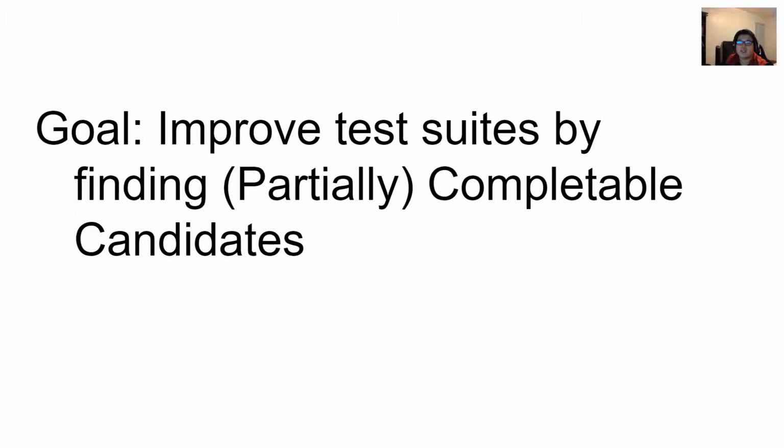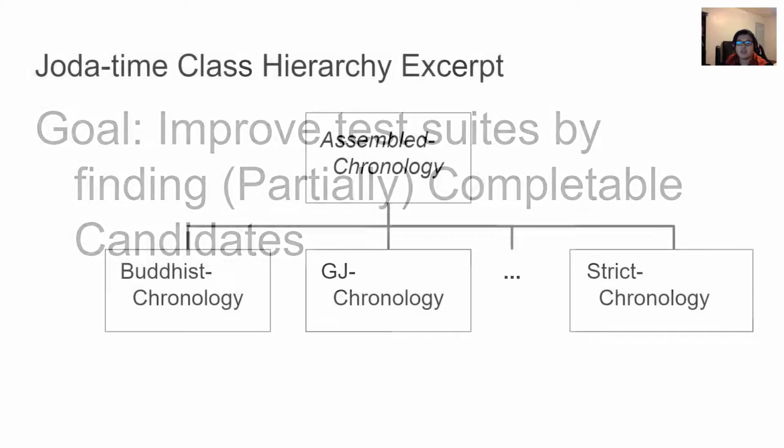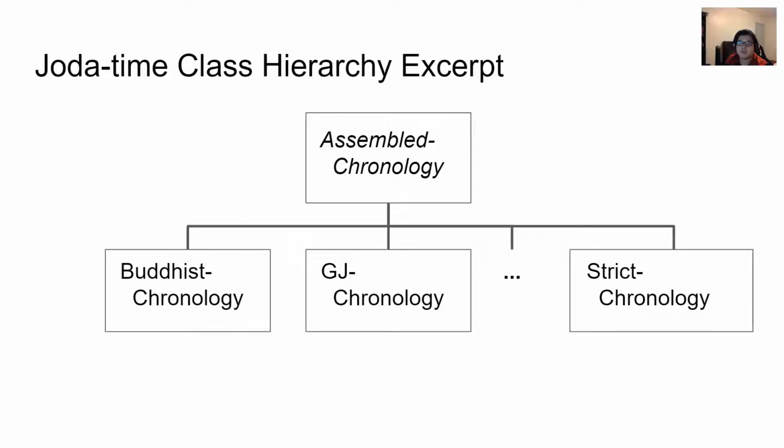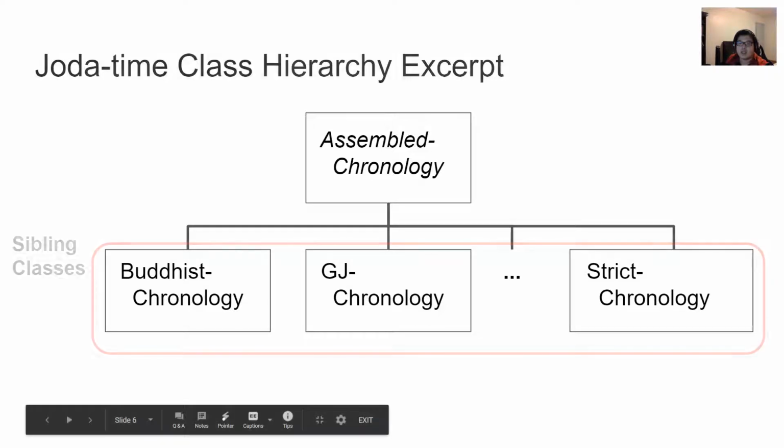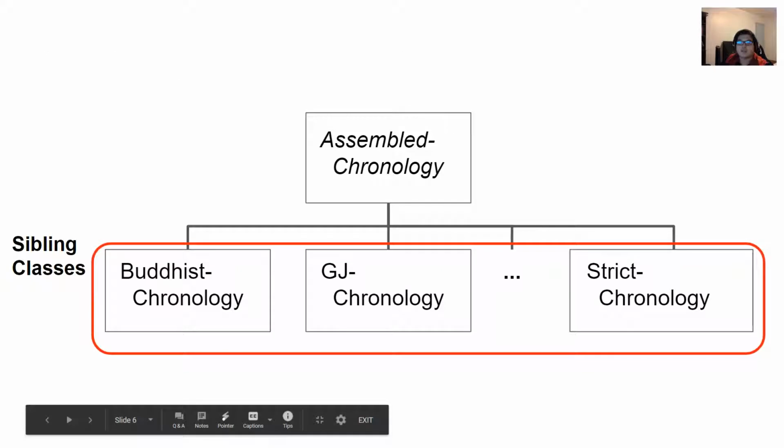We'll explain what these are with an example. Here is an example of a completable candidate. This chronology example is from an open source benchmark, Joda-time. The bottom level consists of a number of concrete classes, Boolean chronology, GJ chronology, and strict chronology. They all extend the abstract class, assembled chronology. The concrete classes at the bottom level are sibling classes in the class hierarchy.